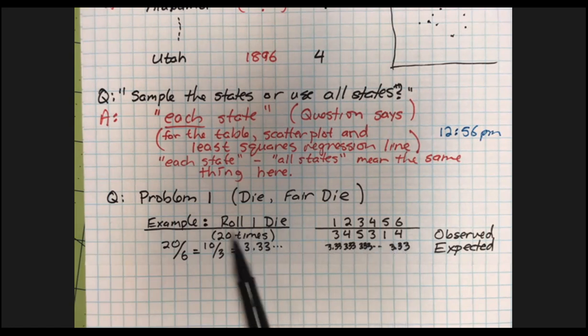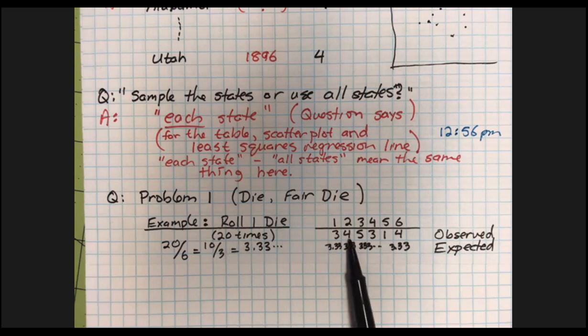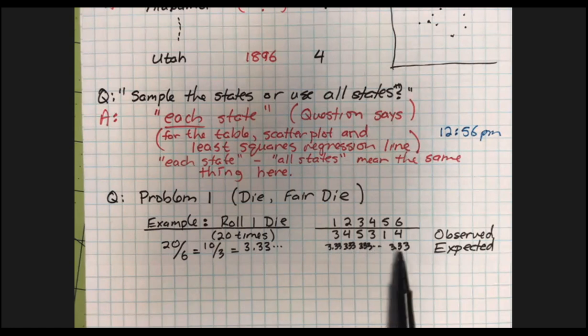But let's say I rolled it 20,000 times. Then these numbers should be averaging out. None of them will be a 3 1/3 fraction, but they should be averaging out so that they're kind of more or less even.